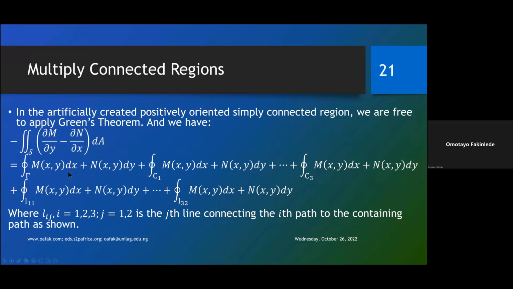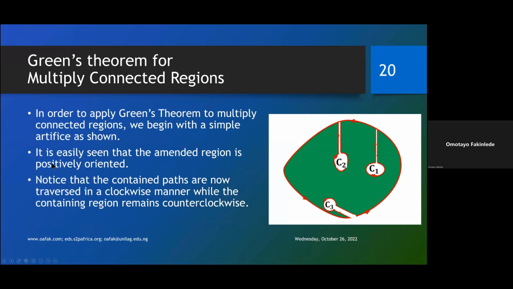Then you go clockwise through C1, you go clockwise through C2, you go clockwise through C3. If we call this first one L11, and then the other one L12, then this one L21, then L22, then this one L31, then L32. If you take all these straight lines, you go along 6 lines in addition to 3 closed paths. So you get 10 integrals.